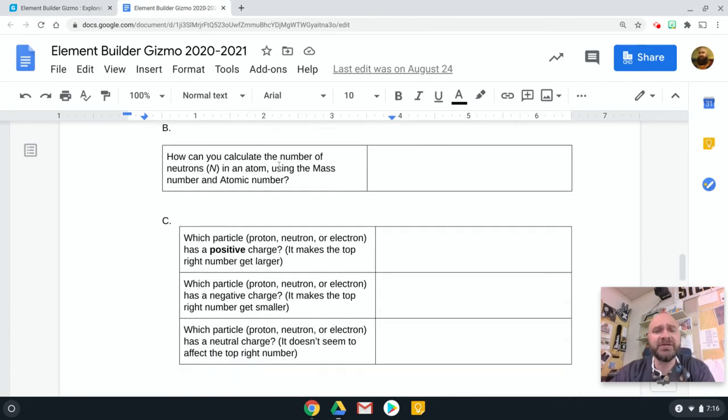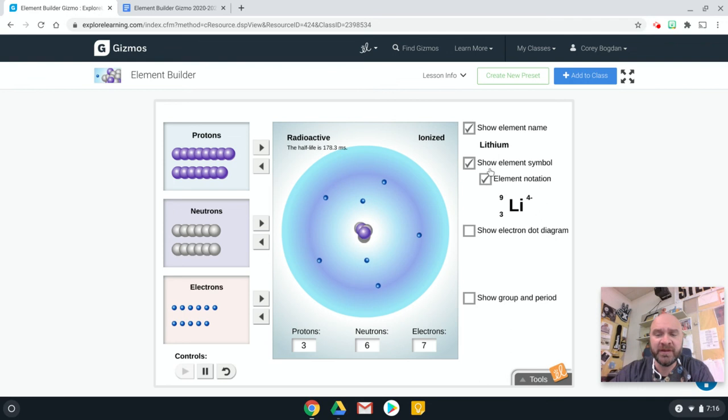All right, how can you calculate the number of neutrons in an atom using the mass number and the atomic number? So here's my mass number, the 9. Here's my atomic number, the 3. How can I calculate neutrons, which right now is 6, using this 9 and 3? So what can I do with the atomic number and the mass number to always get my neutrons? So right now, how can I use 9 and 3 to get 6? I'm going to make you figure that out on your own.